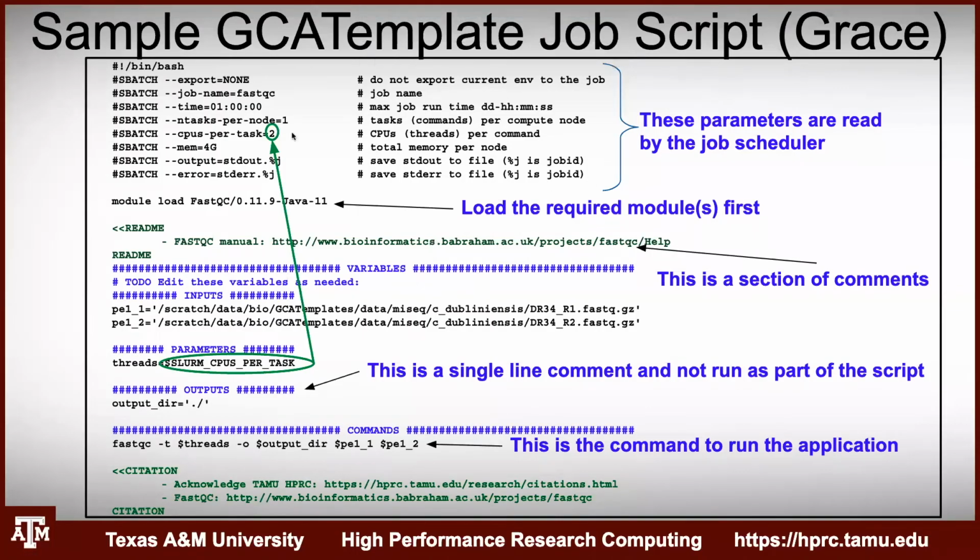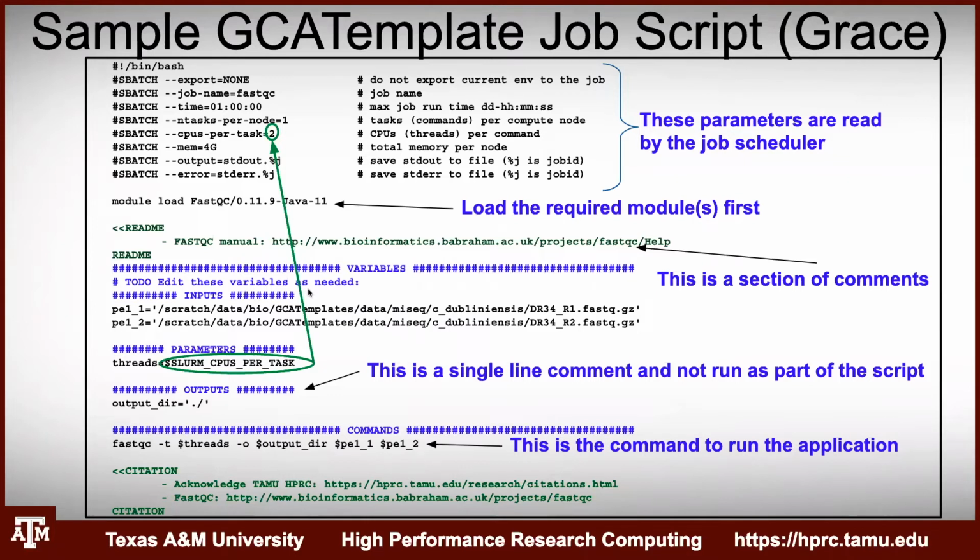All right, and then these right here. So this is an important one. This is the number of threads that you want to use. So we're asking for only 2 threads, or 2 CPUs per task, and 4 gigabytes of memory. This right here is where all your standard out will be written. And this right here, all of your standard error. This %J is going to be like the job ID number.